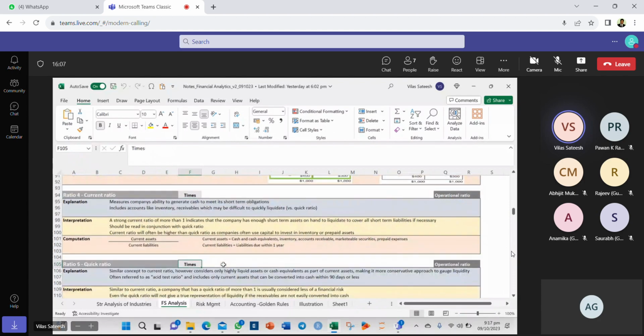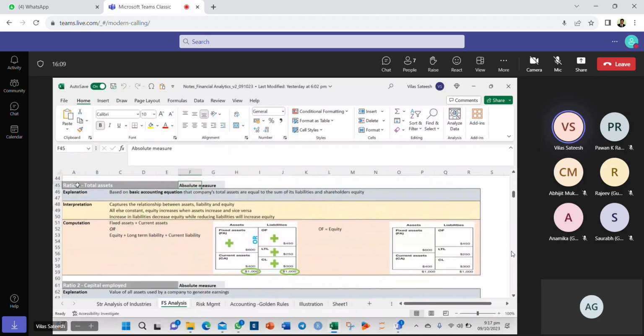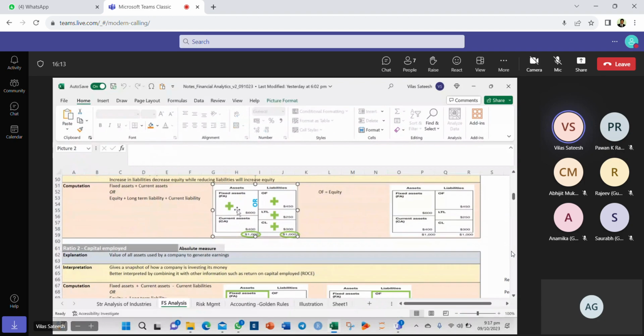So if you recall, let's take the total assets first. But before we take the total assets, recall. Let me just put it in a different sheet.